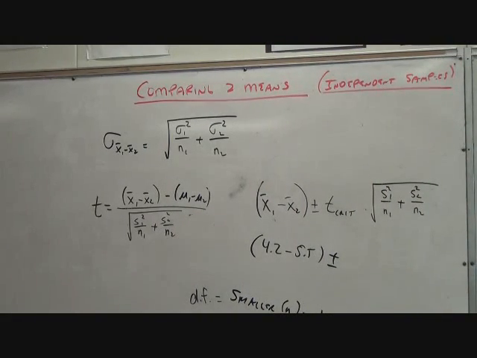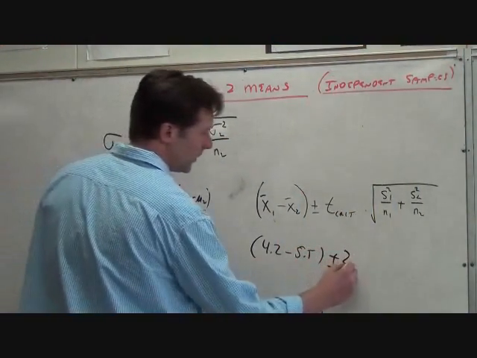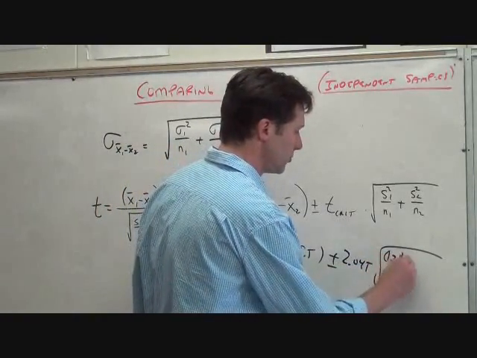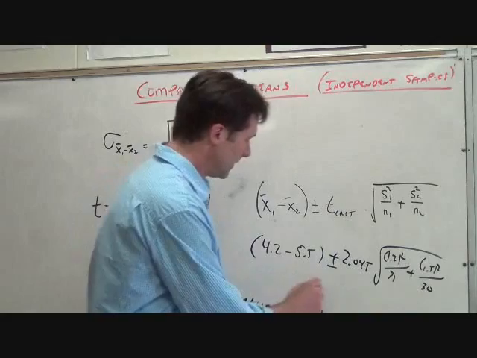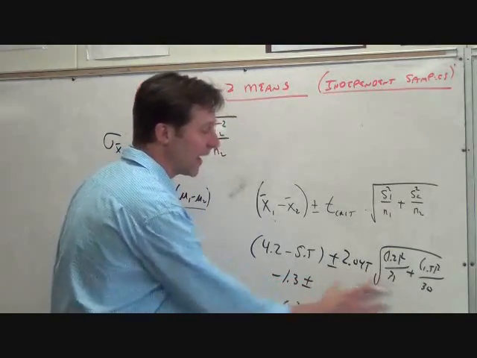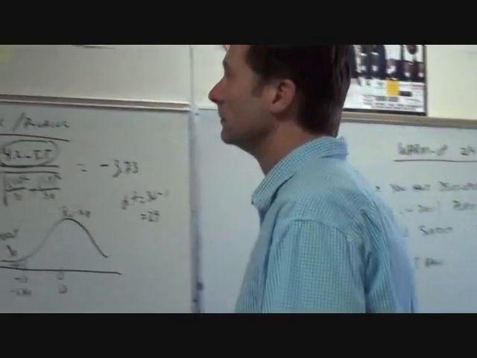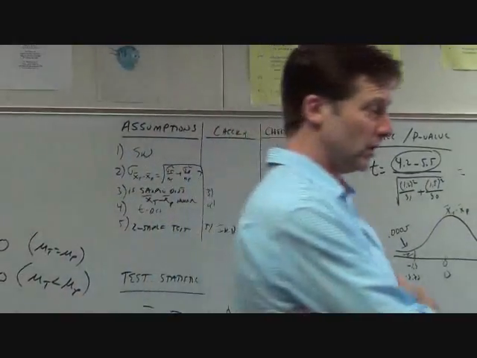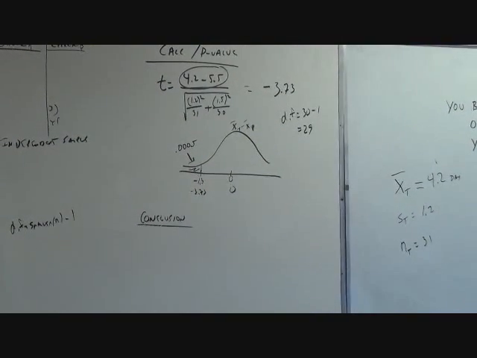James, did your brain explode? Yeah. There's a lot of stuff. I got you. A lot of stuff we're learning. 2 point something? 2.045, and then this whole monster again. 1.2 squared over 31 plus 1.5 squared over 30. So this is going to be negative 1.3 plus or minus something. You've got to be able to make that work in your calculator. Get that margin of error. 2.045 times the square root. 0 will not be in that interval.